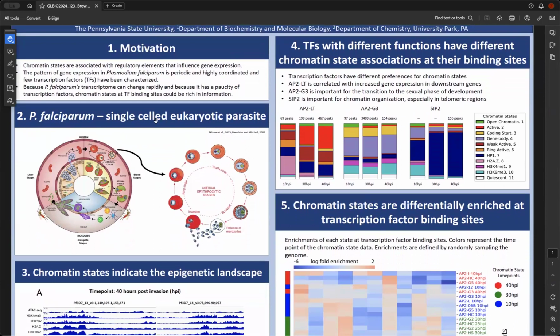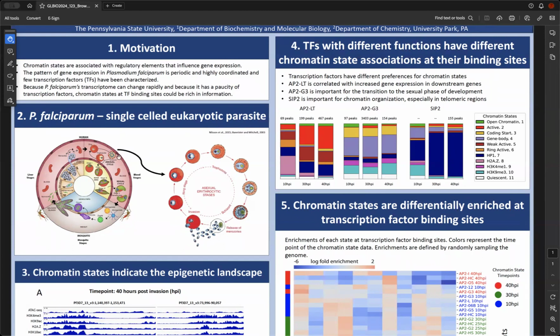Plasmodium is a single-celled eukaryotic parasite with a very complex life cycle. It starts when an infected mosquito bites a human. The sporozoites invade the liver. After a period of development, they burst out into the bloodstream and start the asexual blood cycle. Some small percentage of these commit to the sexual phase of development, develop in the bone marrow, and then can be picked up by a new mosquito and spread to other humans.